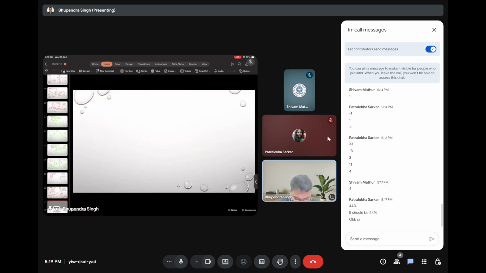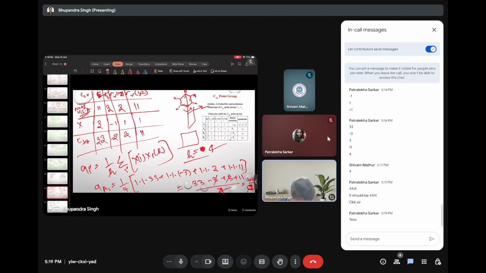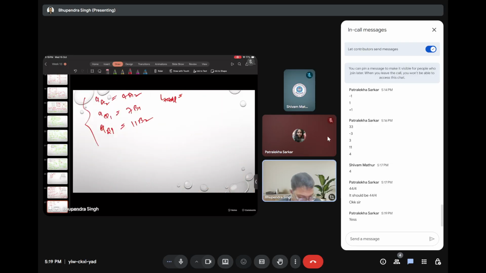Similarly, if you do for A2, B1, B2, for A2 you will get 4, 7 B1 and 11 B2. So gamma total will look like this. This you can do by yourself. So it will look like 11 A1, 4 A2, 7 B1, 11 B2.